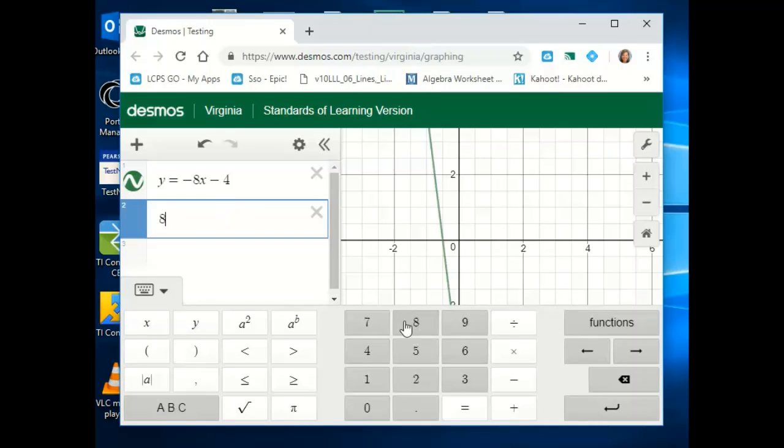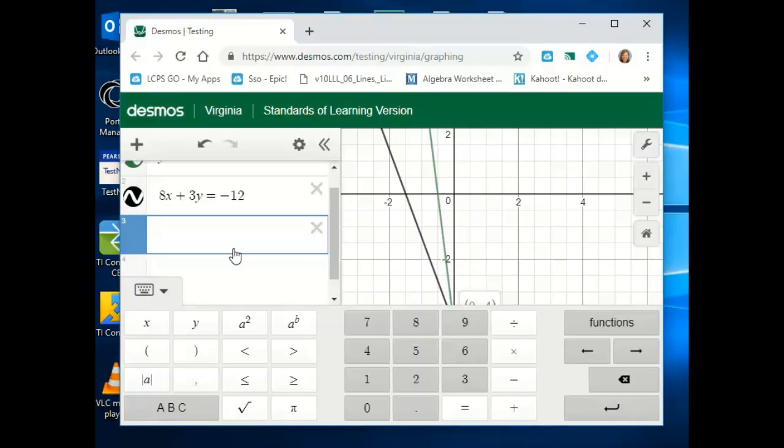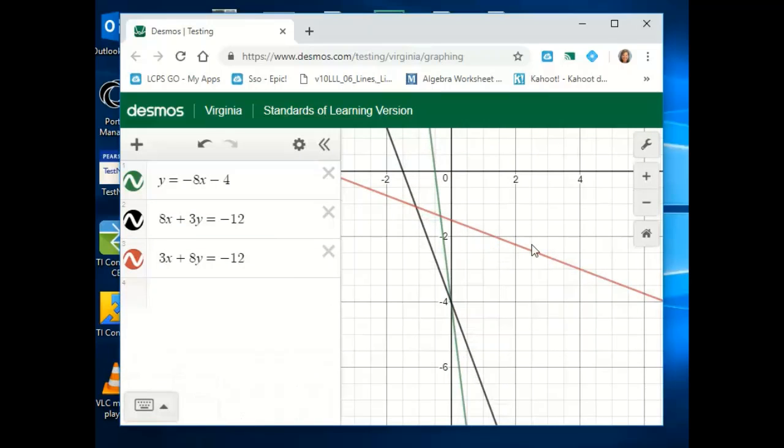My next one says 8x plus 3y equals -12. And now I look here at this one, up -1/2, and down here at -4. So that one looks like it could be it. Let me just try my last one to make sure. 3x plus 8y equals -12. And that one again is clearly off, okay? So it looks like our black line here is going to be our correct answer, and that's answer choice C.